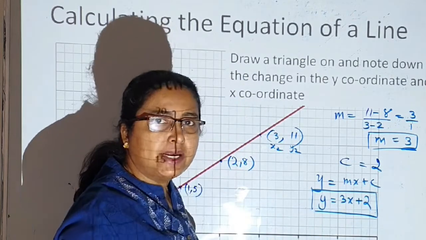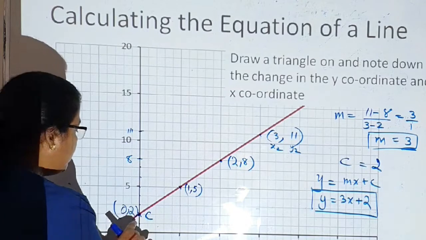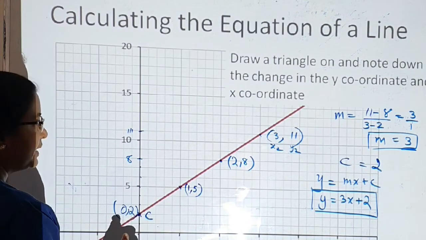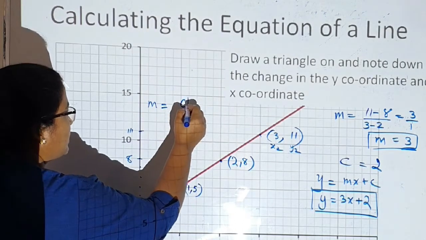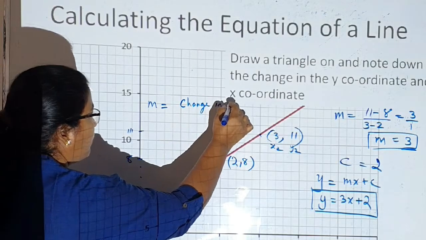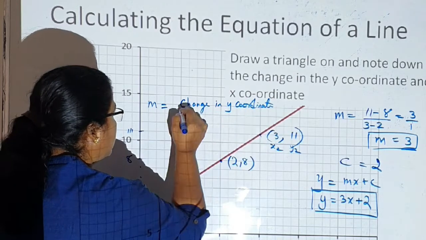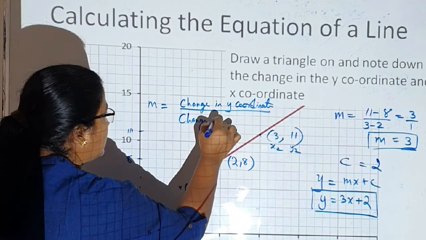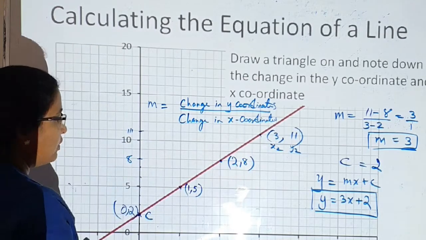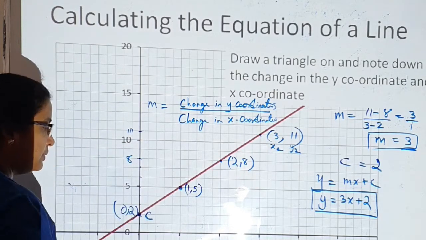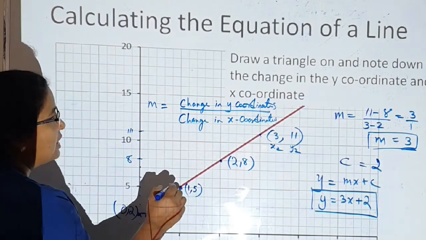Now, another way of finding the gradient, instead of using this formula. We had 2 points here, 1 and this other point. If you have a graph, we can easily find the gradient as change in y coordinate over change in x coordinate. So I picked these 2 points. We can make a right triangle here out of this.